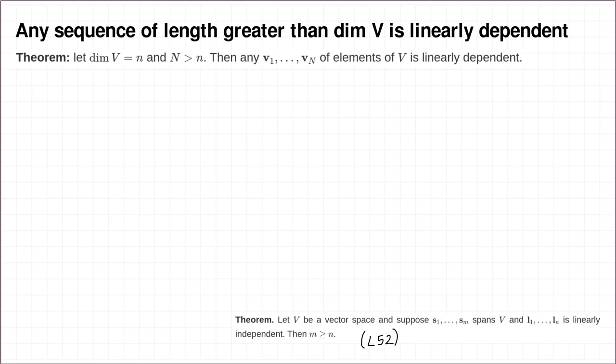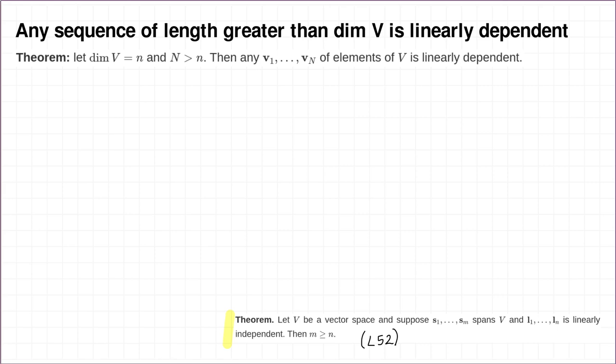In order to prove it, we're going to use this theorem from lecture 52, which I've copied at the bottom here, which says that if you have a vector space V and you have a sequence of vectors which spans V and a sequence which is linearly independent, then the size of the spanning sequence is greater than or equal to the size of the linearly independent sequence. Let's now prove this result.